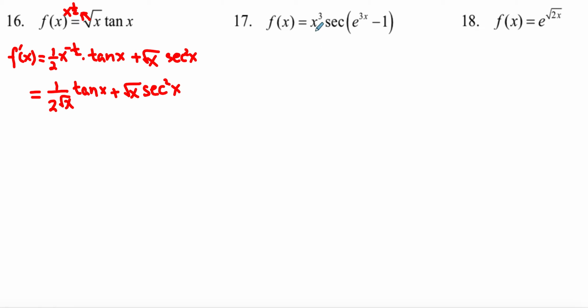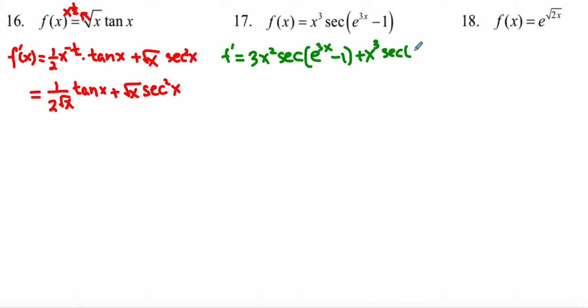Once again, we have to use the chain rule, but with the product rule here as well. So we get f prime is equal to, taking the derivative of x cubed, we get 3x squared times secant of e to the 3x minus 1, plus. Now I'm going to take the derivative of secant. So writing down x cubed, and then derivative of secant is what? Secant tangent.